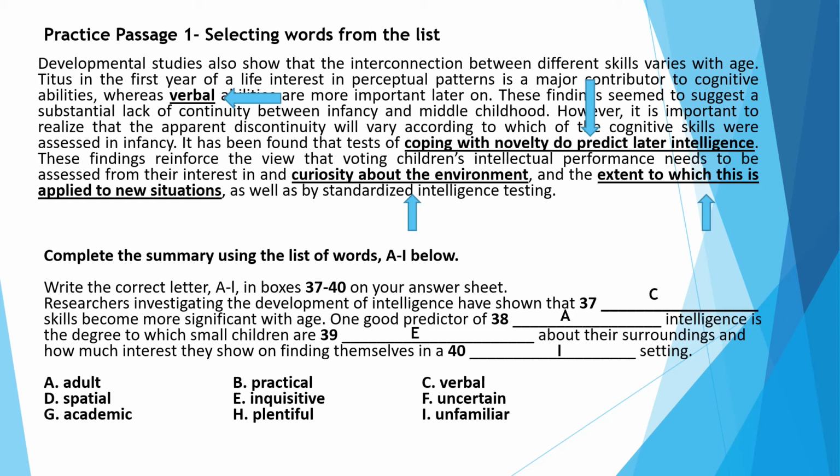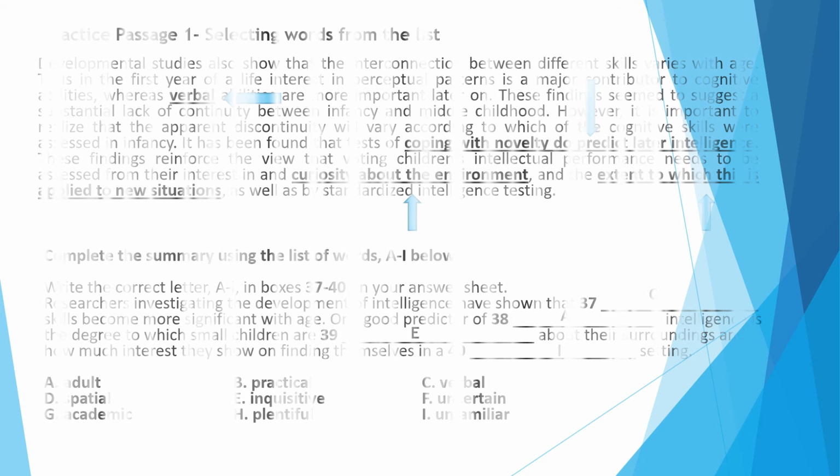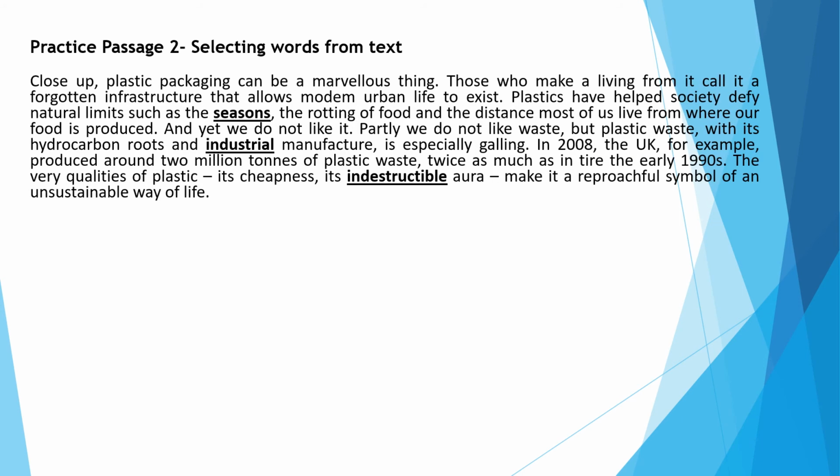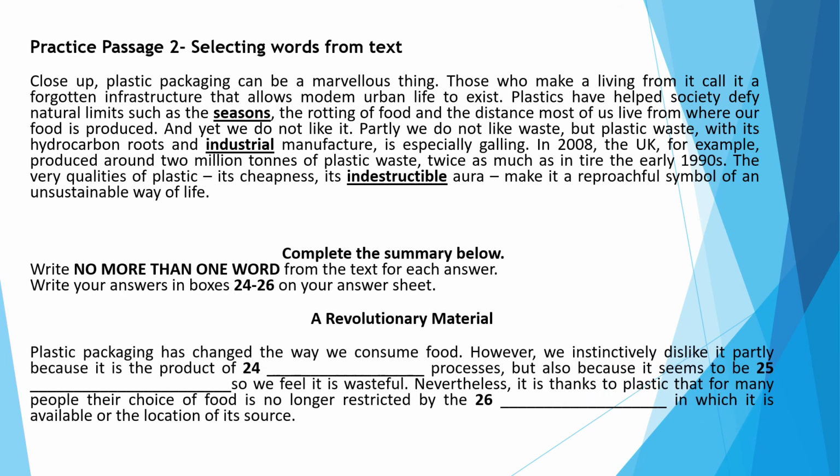I hope this way you are able to understand what exactly this kind of question talks about and how to answer. So moving on to the practice passage 2, here we'll discuss about the selecting words from the text. So this is apparently easier than the one that we did before. Now this, it says clearly in the question, write no more than one word. So the answer has to be one word.